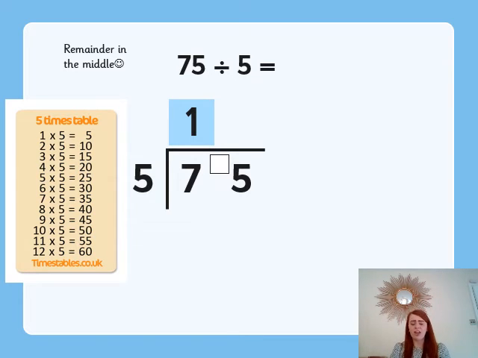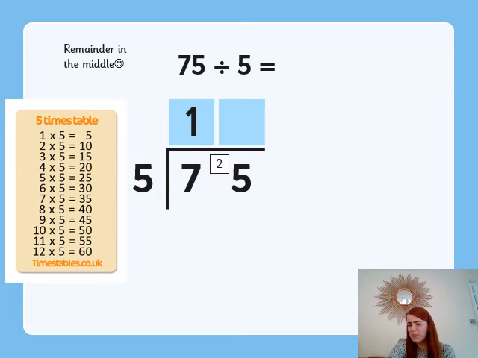What is going to be left over? Well, if I had 7 cookies and I had 5 people and everyone got 1 cookie, well then that would be 5. And to get up to 7, I would have to add on 2. I would have 2 left over. Okay, so you show the remainder in the middle of the sum like that.